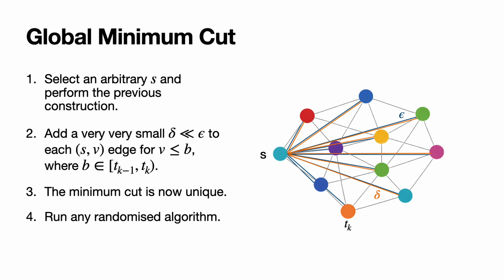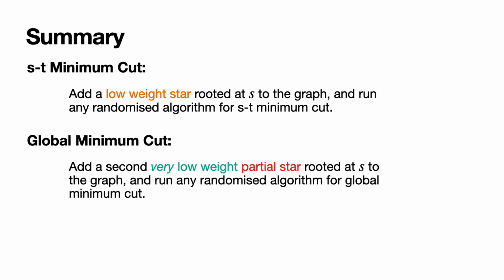Good. So in summary, for ST minimum cut, we just add a low weight star graph rooted at S to the graph, and then run any randomized algorithm. For global minimum cut, in addition, we add a second very low weight partial star graph rooted at S, and then run any randomized algorithm for global minimum cut. So the algorithms are all really simple and really efficient.